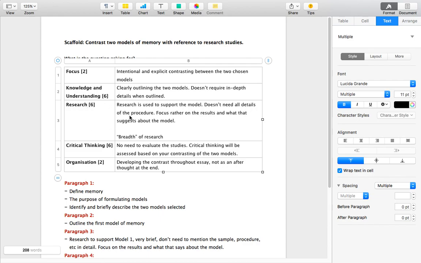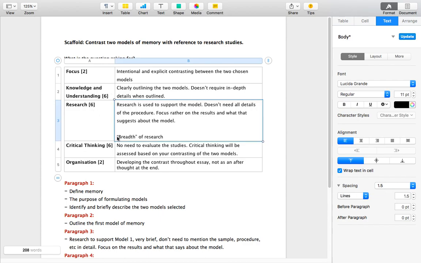Here, research, again, like I said before, is not asking you about knowing the details of the research. You have to use research to support the model, which means that the focus should be on the results, what the results were, and just a general understanding of what the procedure was. You don't have to go into too much detail about it being an independent measures design, having opportunistic sampling, and who the sample was, because the question is not asking you to evaluate the research. It's asking you to contrast two models, so your focus should be that. You will provide research nonetheless to support this model.